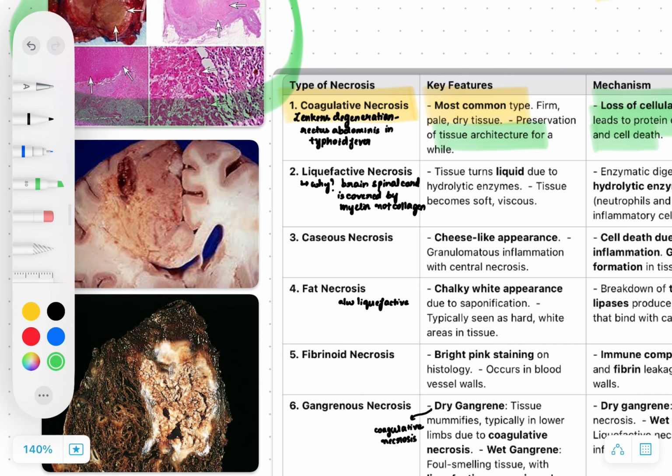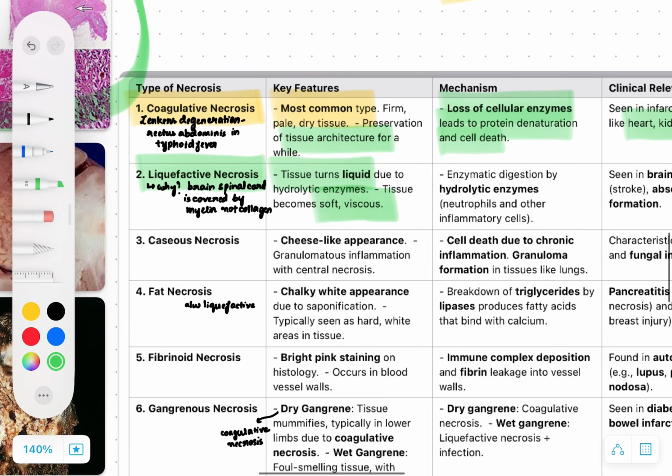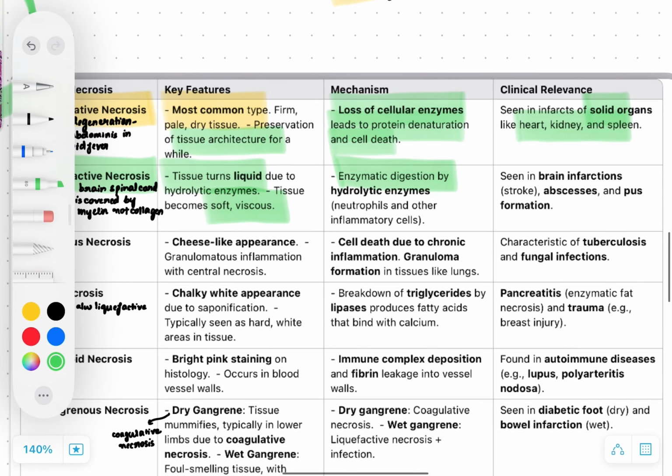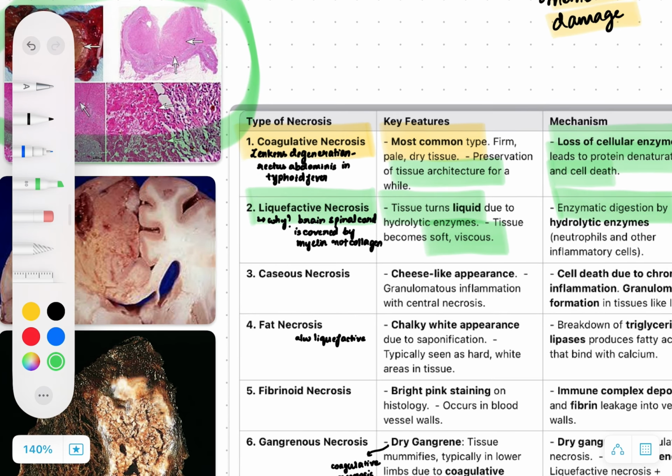Next is liquefactive necrosis. In liquefactive necrosis, as the name suggests, the tissue will turn into liquid due to hydrolytic enzymes, and the tissue becomes very soft and viscous. Enzymatic digestion occurs, seen in brain infarctions, abscess and pus formation. Liquefactive necrosis generally occurs in the brain and spinal cord because they are covered by myelin, not collagen. If they were covered by collagen, they would not have been damaged. But myelin is not that firm and not that resistant to necrosis, so liquefactive necrosis occurs.